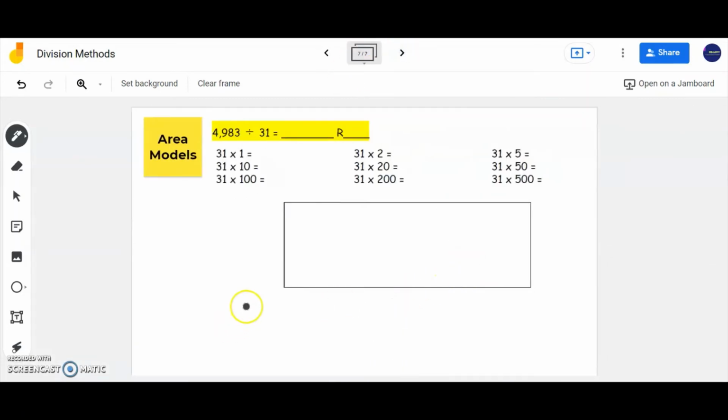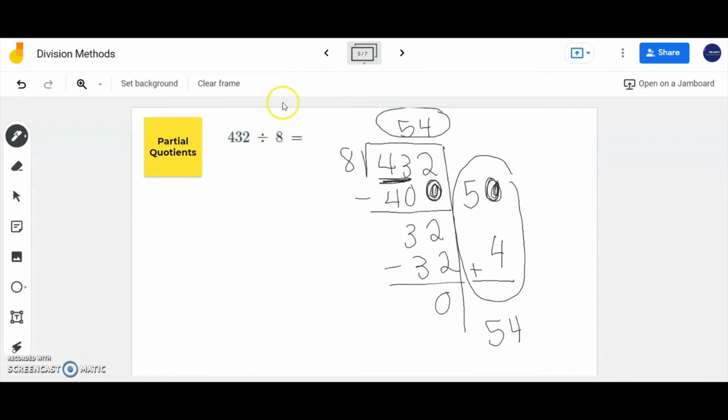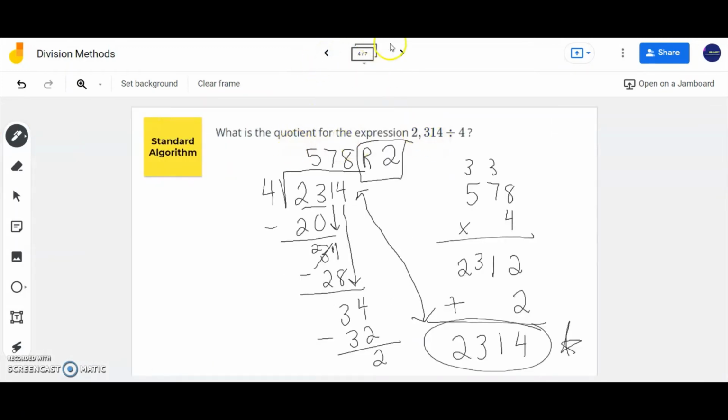Now for this problem here, we're going to use an area model. And if you take a look here, we have 4,983 divided by 31. Now my divisor here is a double-digit number. Notice it's 31. In the other problems here, my divisor was 8. I had 8 again, and here we had 4.